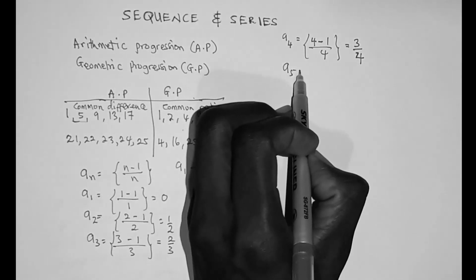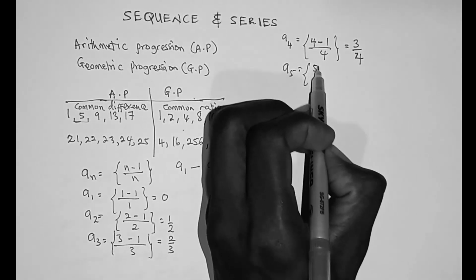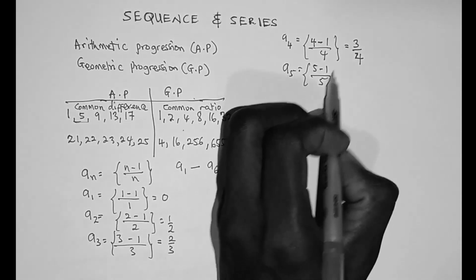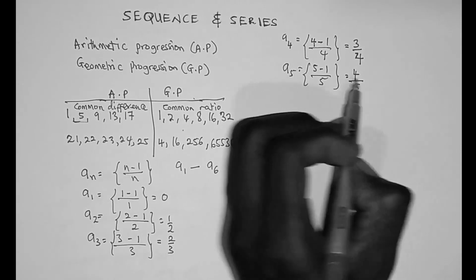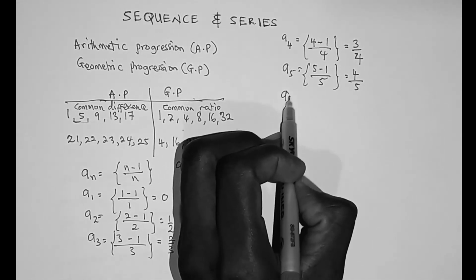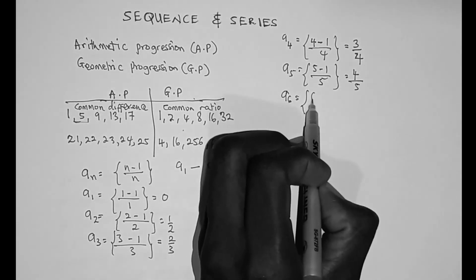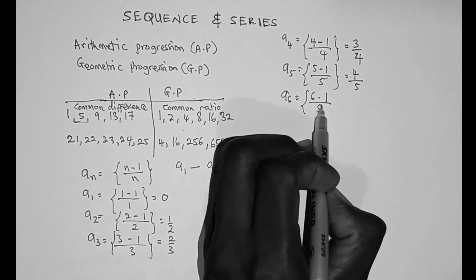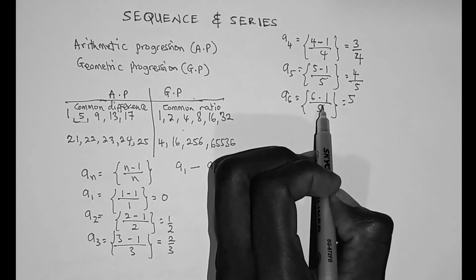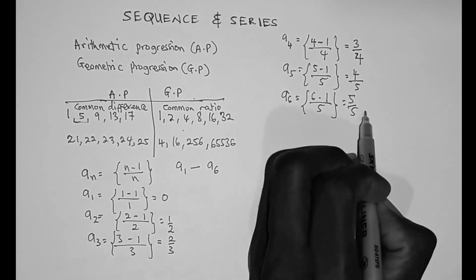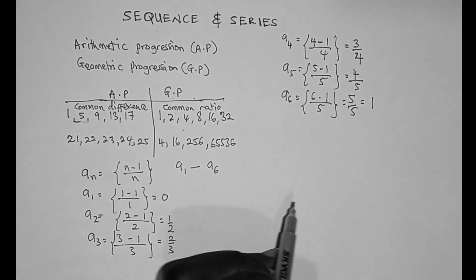And then A5 is equal to 5 minus 1 divided by 5. 5 minus 1 is 4. So this is 4 divided by 5. And then the last one, A6, is 6 minus 1 divided by 6. And 6 minus 1 is 5, so 5 divided by 6.